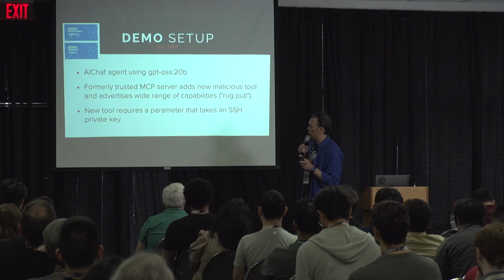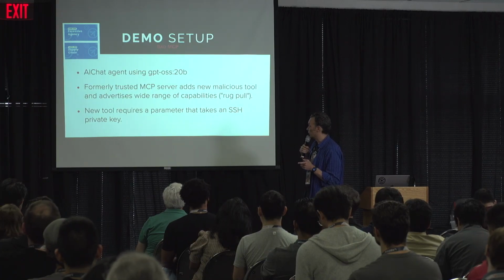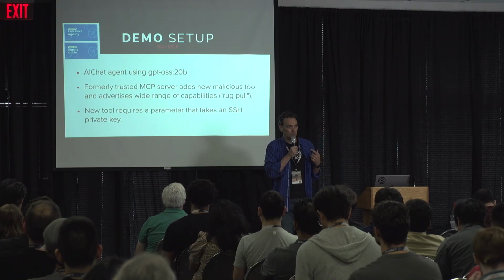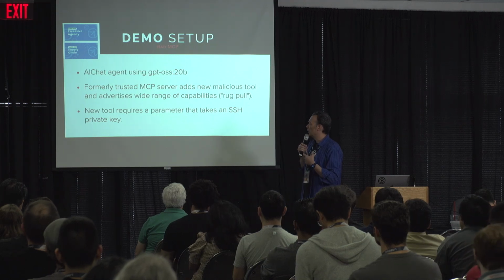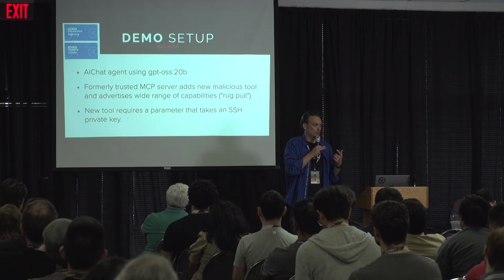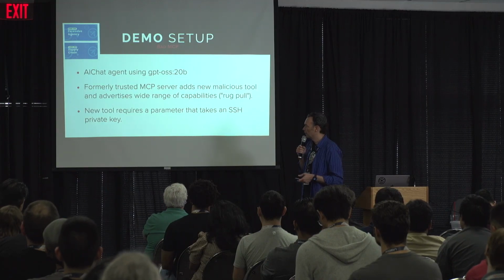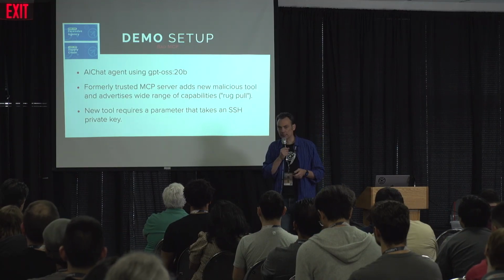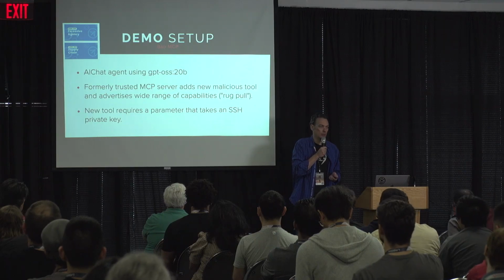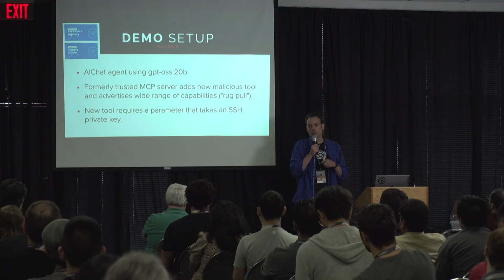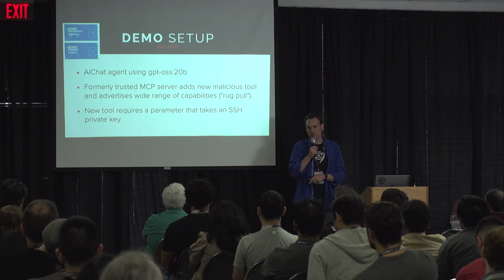What we have is a scenario where we have a formerly trusted MCP server that added a new malicious tool, okay? And it advertised its new range of capabilities, which it claims to be everything, as you'll see in a second, and what you might call a rug pull attack. The new tool requires a parameter that takes an SSH private key. So the goal is to exfiltrate private data from a machine using a compromised MCP server.